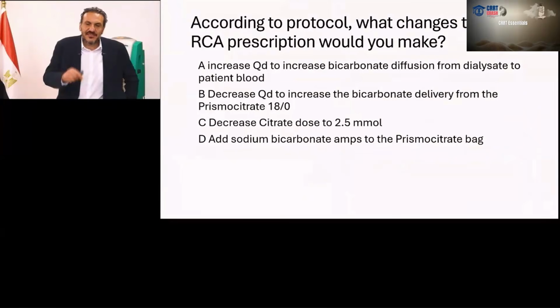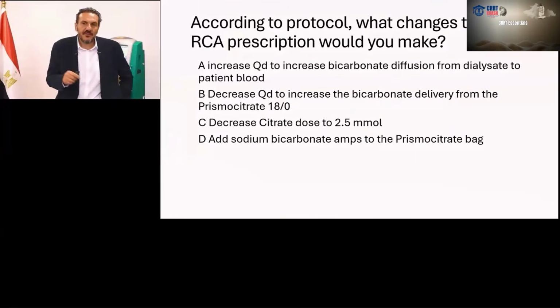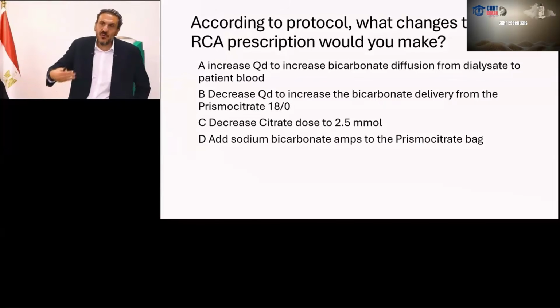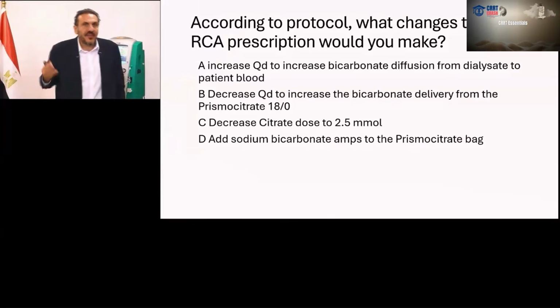Now, increasing dialysate to increase bicarbonate diffusion from dialysate to patient blood is what you would do in a heparin or a no anticoagulation treatment. Why? Because this is a small molecule that passes by diffusion. The faster the dialysate, the faster the diffusion. So what you normally do is increase the dialysate flow from 1.5 to 1.6 ml per hour. In this case, you will improve the diffusion of bicarbonate towards the patient.